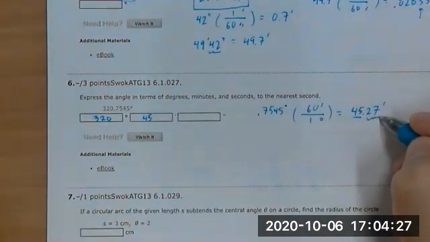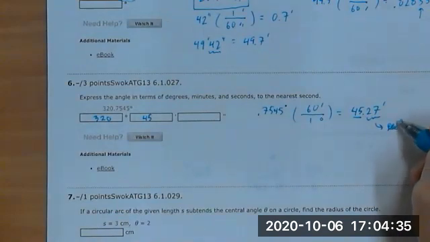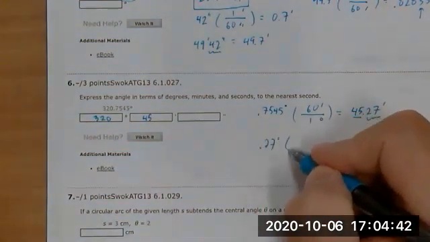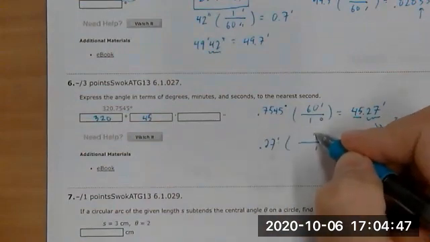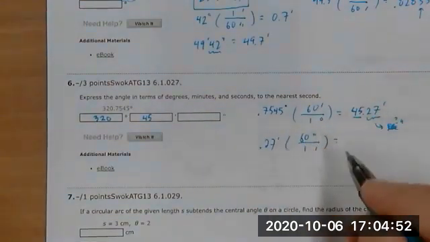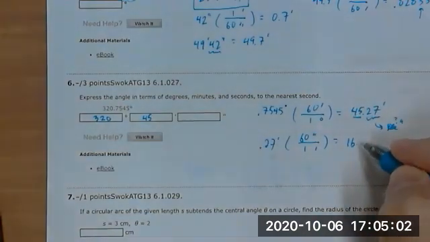And then I take the 0.27 minutes, and I need to convert it into seconds. How many seconds is 0.27 minutes? So I take 0.27 minutes. I want to convert to seconds. Start with minutes, minutes on the bottom, seconds on the top. 60 seconds in 1 minute. So 0.27 times 60, 16.2.